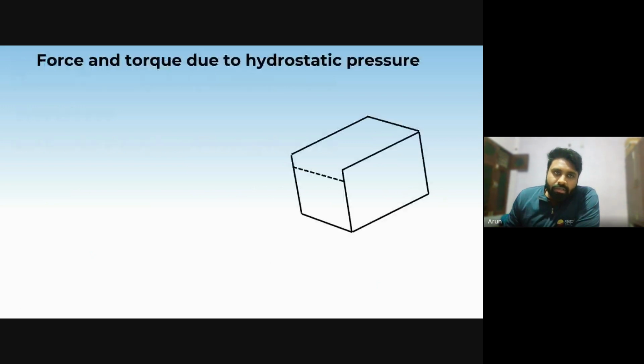So firstly, we will deal with the force and torque due to hydrostatic pressure, and why we need to discuss it and why we need to calculate it.